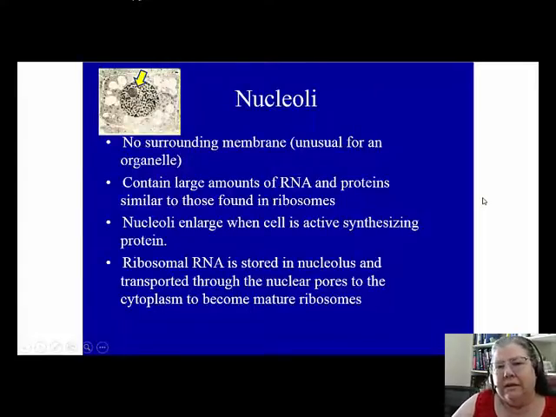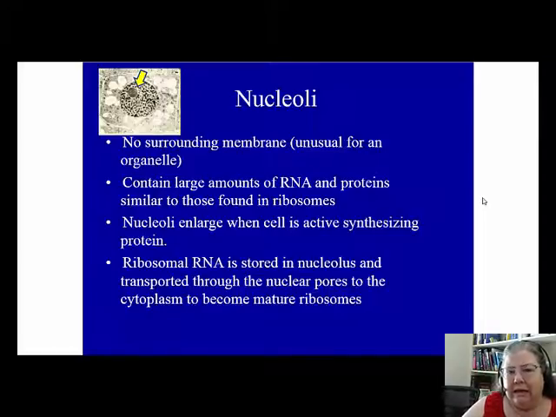An exception to that idea that organelles have membranes is the nucleolus. The nucleolus has no membrane. It is within the nucleus, and it contains lots of RNA and ribosomal proteins. When a cell is actively synthesizing protein, the nucleolus gets larger. Also, RNA that is used in ribosomes is stored in the nucleolus, transported through the nuclear pores to the cytoplasm where it becomes mature ribosomes.